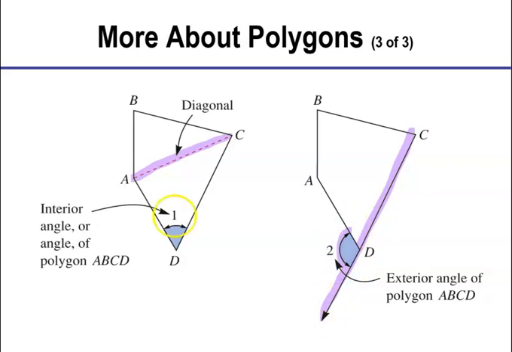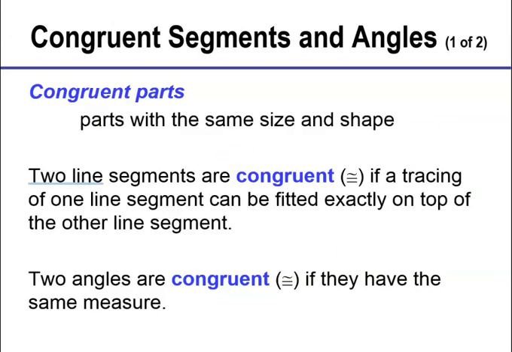Okay, so interior angles are on the inside, and exterior angles are on the outside if you extend one of the lines. And then you have a diagonal that goes from one vertex to another, as long as they're not connecting sides. All right, if we talk about congruent parts, these are parts with the same size and shape. So you can have congruent line segments, and you can have congruent angles.